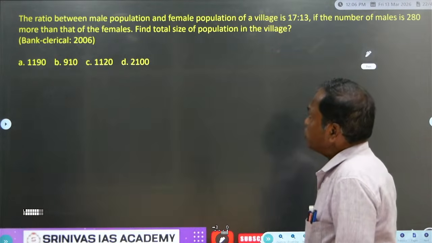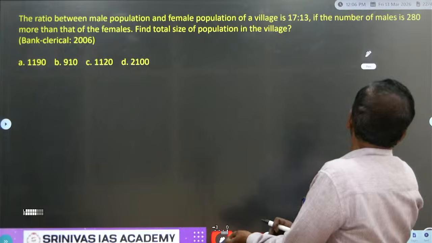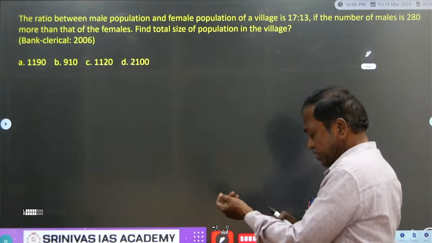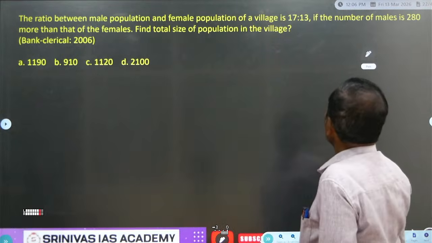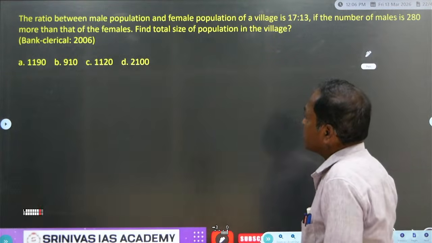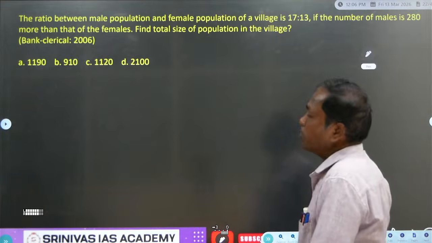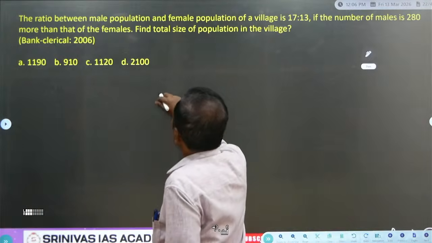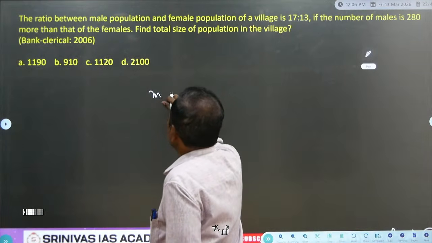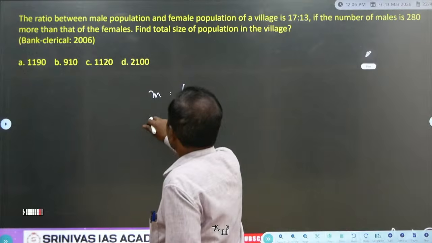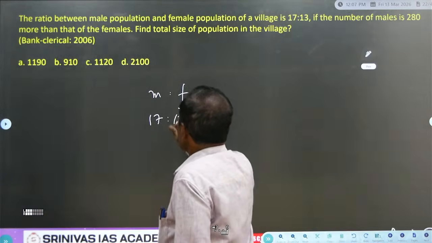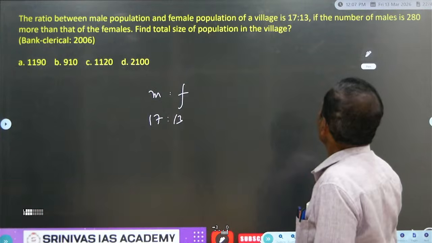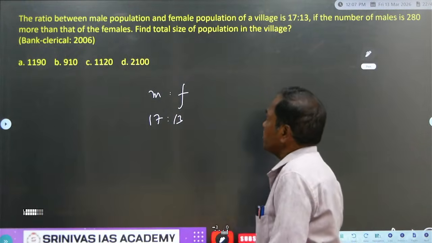Now, the ratio between male population and female population of a village is 17:13. If the number of males is 280 more than that of females, find the total size of population in the village. Okay, the ratio between the male population and female population, male is to female, 17 is to 13. This is the total population, 17 ratios and 13 ratios. The number of males is 280 more than that of females.